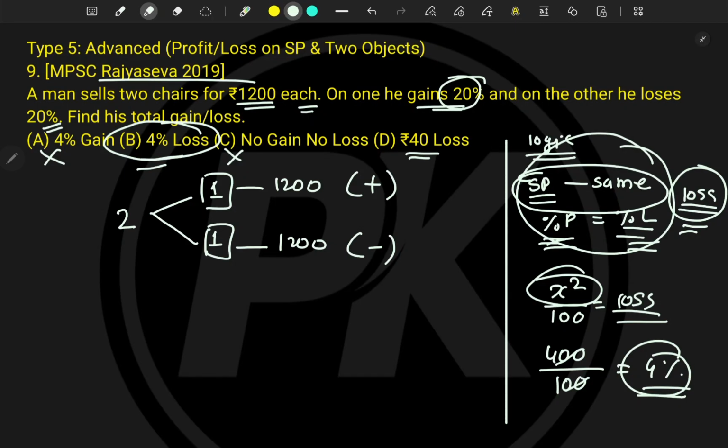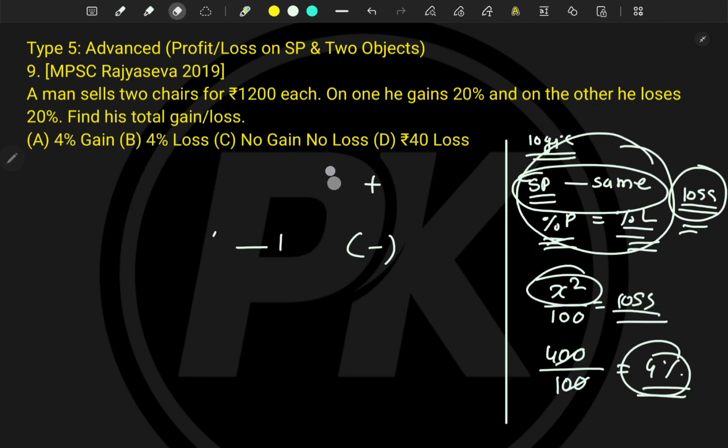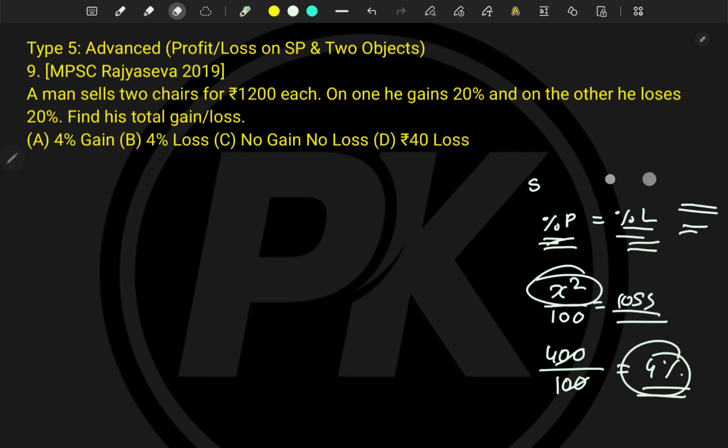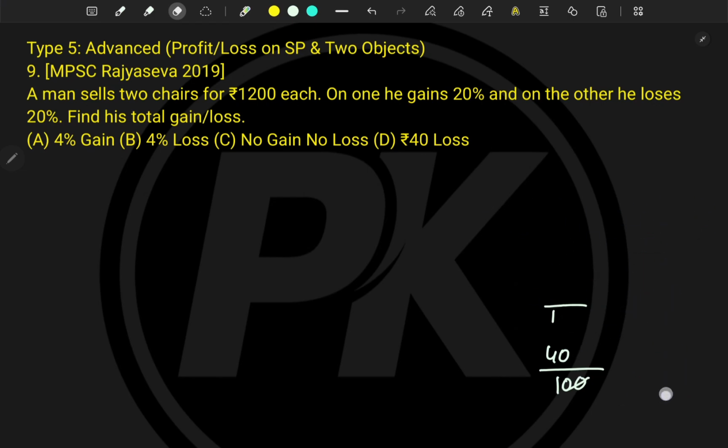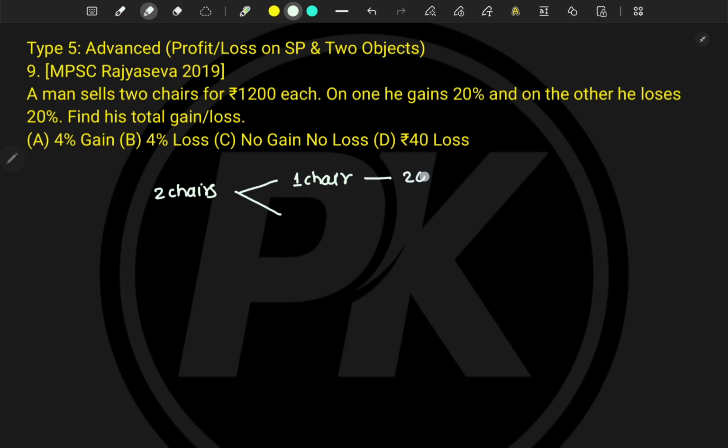So this is, let's say, a shortcut method, but you also need to understand, let's say you are not able to recall this shortcut in the examination, how to solve such type of problems with a simple or regular method. Okay, let's try to understand that way. So here, as I said, there were two chairs. On one chair he gains 20 percent, so here I will write a positive sign, and for one chair he loses 20 percent, I'll write a negative sign here.